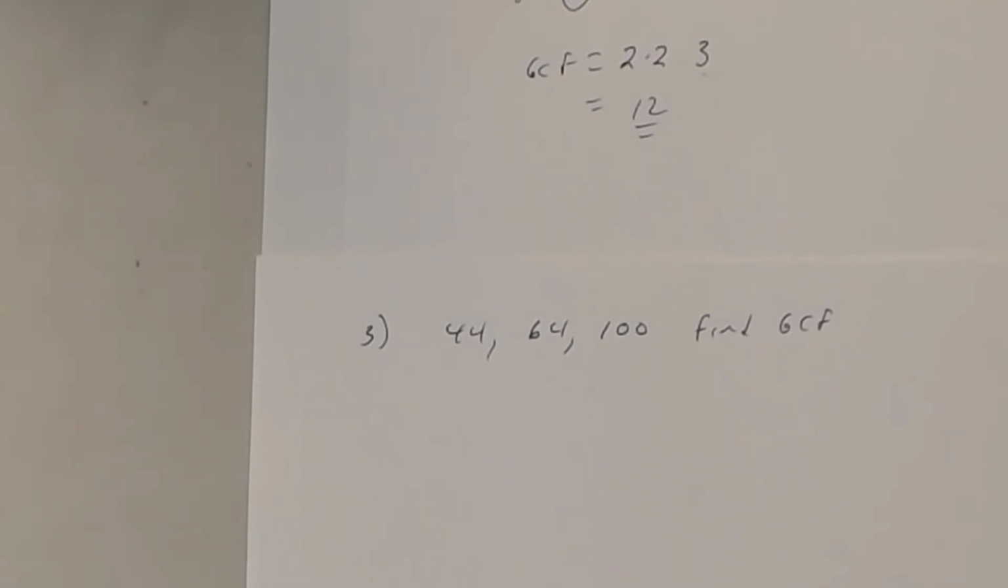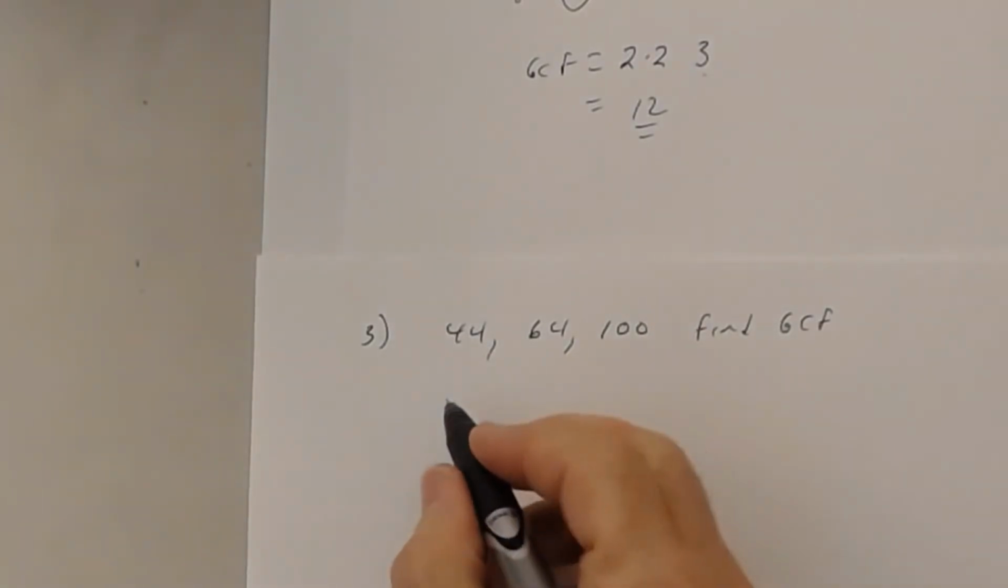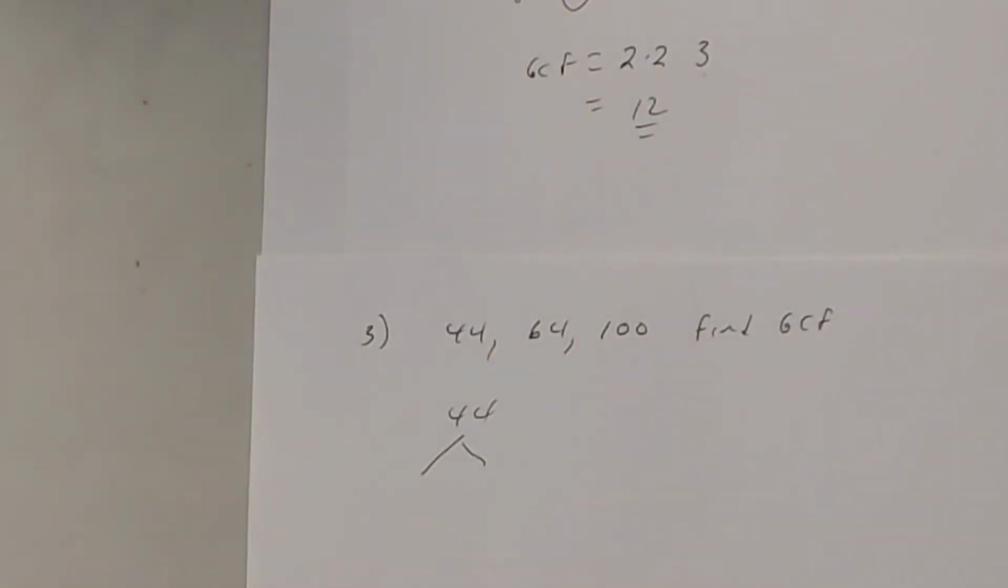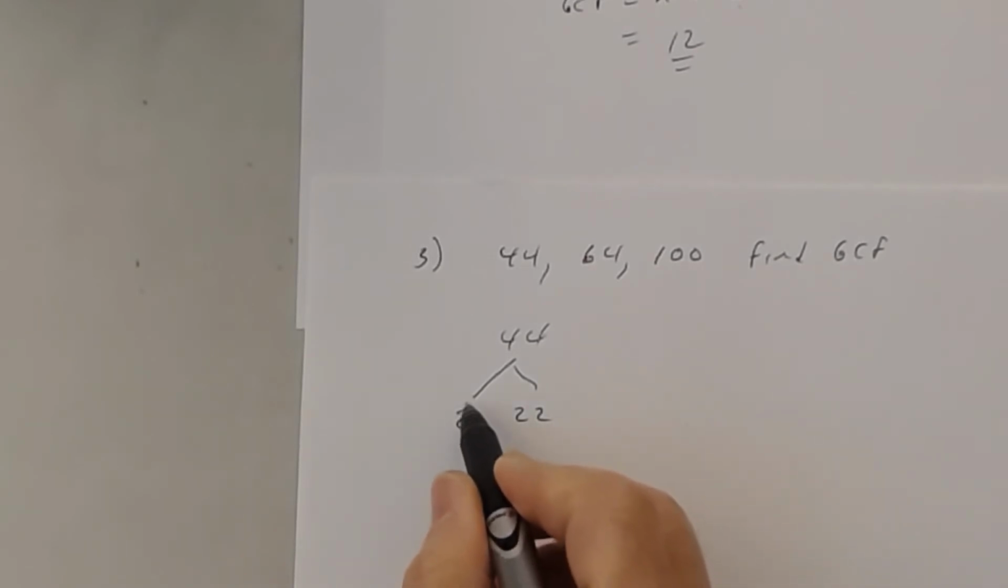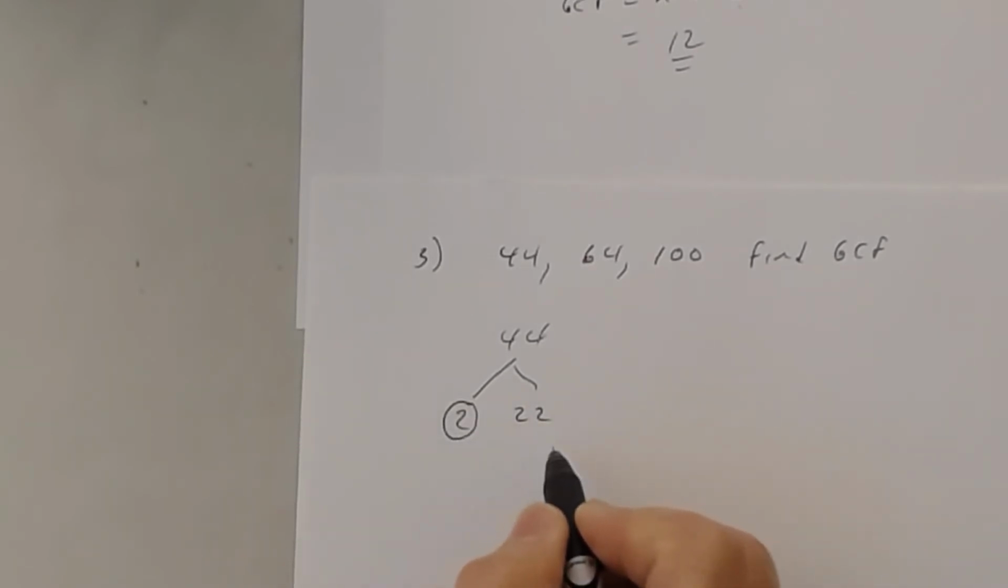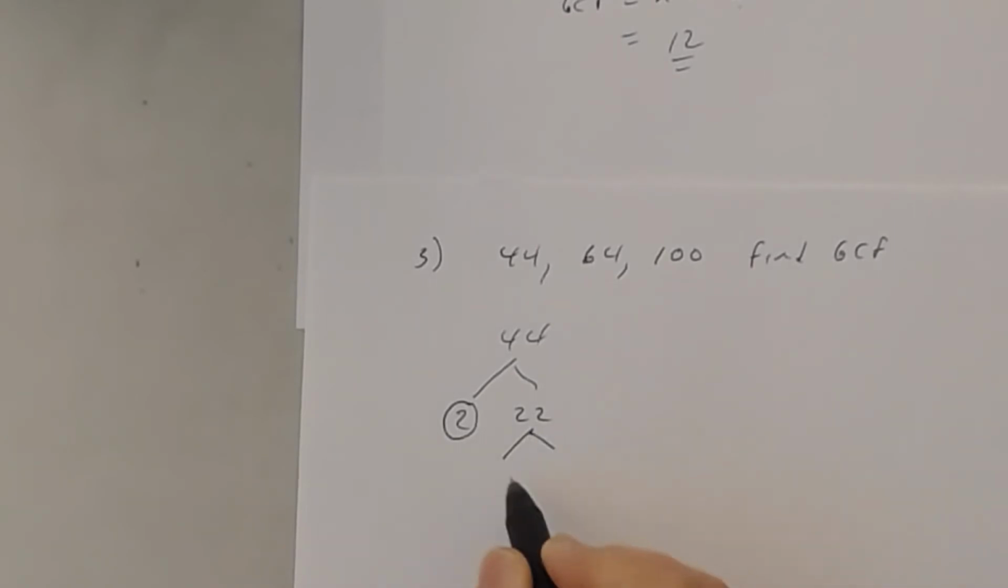It makes things a lot easier if you use a factor tree. Let's start with 44. Factor tree. You know what to do now. What are you going to do? 2 and 22, I can circle which one? Why can I circle the 2? Because it's prime. Good. Next one? 2 and 11. And I can circle both of them and I'm done. 44 is 2 to what power? 2 to the second times 11, right?